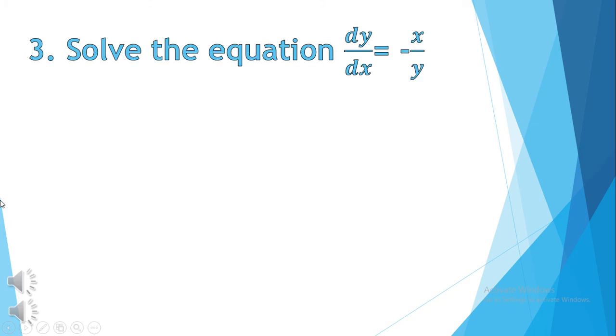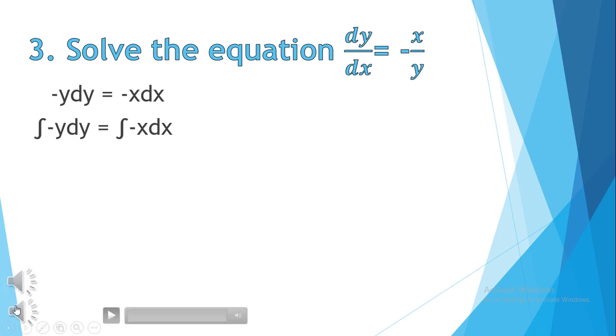Number 3. Solve the equation dy over dx equals negative x over y. In this equation, we have to separate the x's and y's, so that would be negative y dy equals negative x dx. Then do the integration process. Integral of negative y dy equals integral of negative x dx.